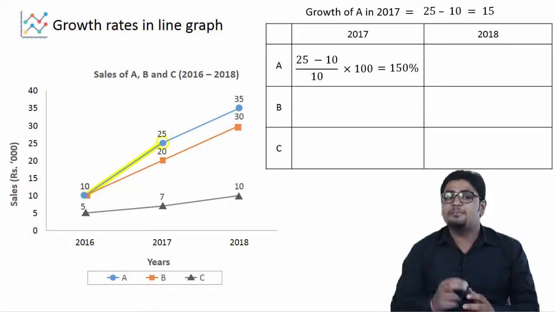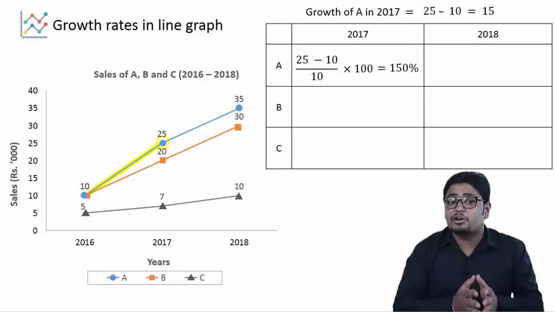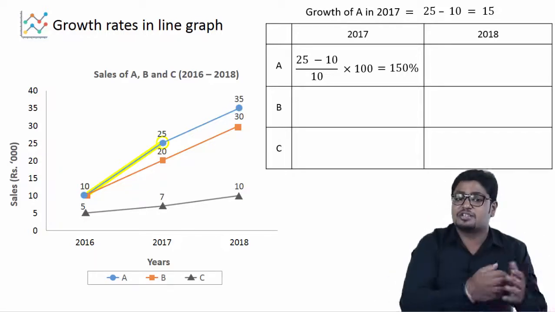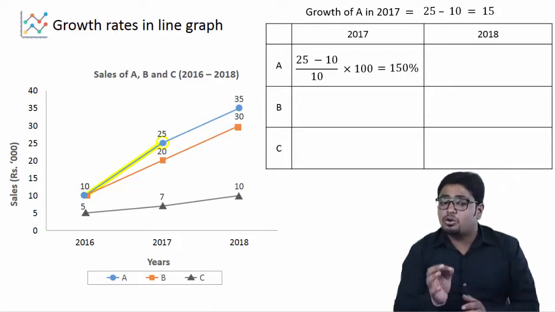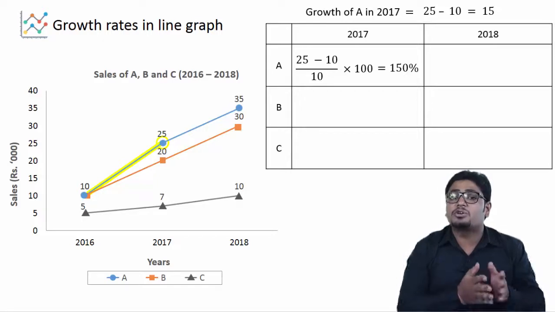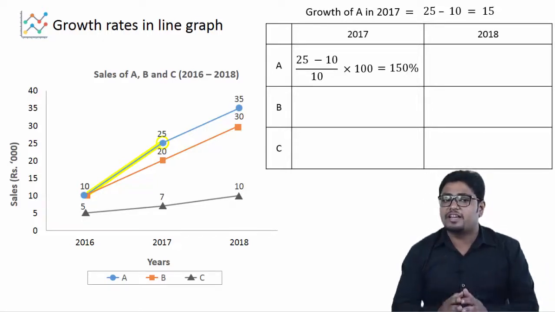So, 2 very important learnings. Growth is different than growth rate, and growth rate in a particular year is always calculated with respect to the previous year. So, we cannot determine the growth or growth rate for any of the 3 companies for the year 2016, as data for 2015 is not available.